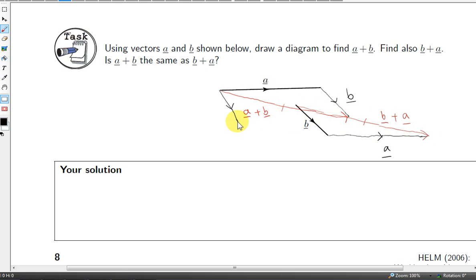Now this commutative law comes from the fact that opposite sides of a parallelogram are equal in length and are also parallel.